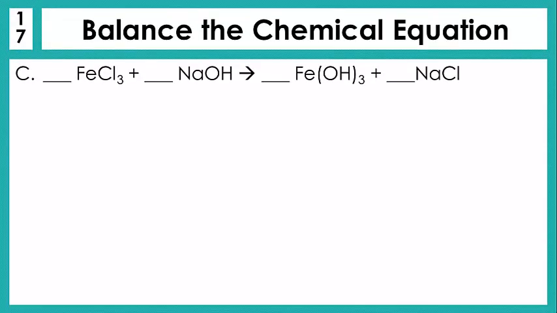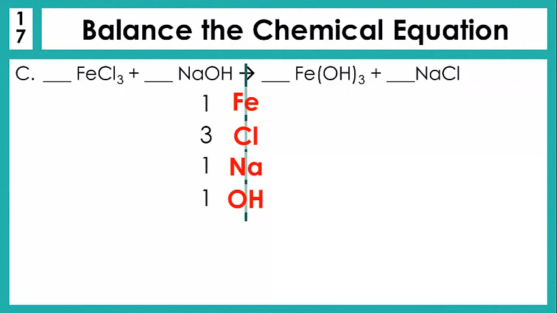The next one we need to balance. So I've got iron, chlorine, sodium, and I've got hydroxide on both sides. So instead of splitting that up into H and O, I'm just going to keep it together because it appears on both sides. 1 iron, 3 chlorines, 1 sodium, 1 hydroxide. On the other side, I've got 1 iron, 1 chlorine, 1 sodium, and 3 hydroxides.